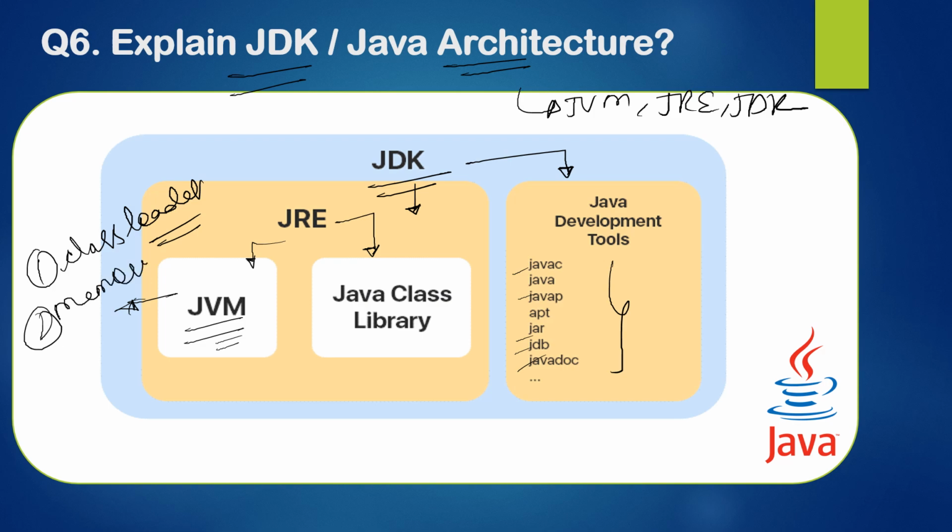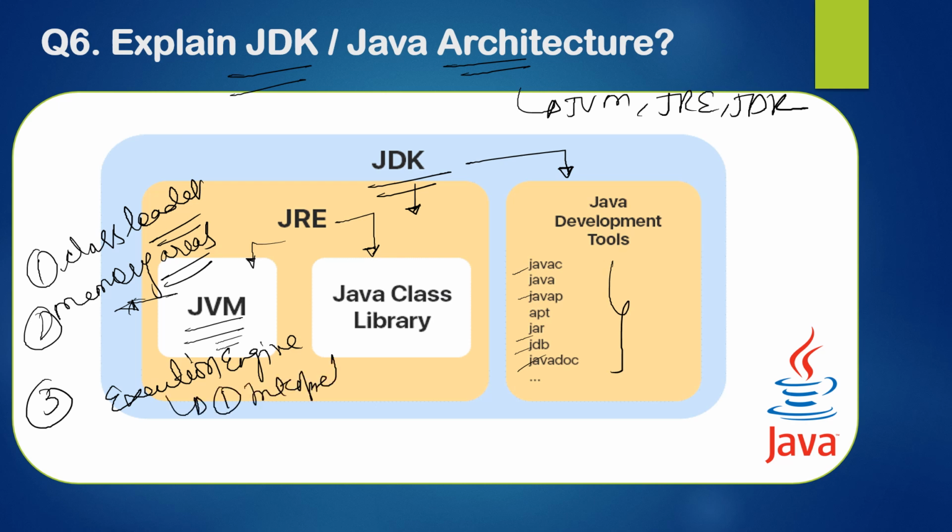Then we have memory areas. It includes concepts of stack and heap. Third we have the execution engine. This execution engine has features like the interpreter, which converts the bytecode into native code and executes the code sequentially. Then we have the JIT compiler. JIT compiler is the just in time compiler and it is used to increase the speed of execution and improve the code performance.